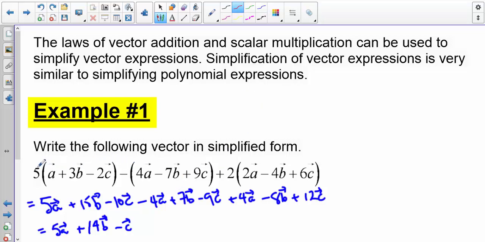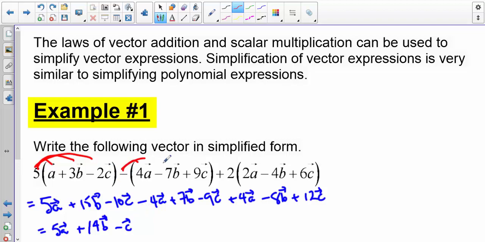Just as we mentioned on the previous slide, I'm going to do the distributive property with that 5. 5 times A, 5A, but A is now a vector and not a variable, right? So 5 multiplied by 3 vector B would give us 15 vector B, and 5 multiplied by negative 2 vector C gets us negative 10 vector C.